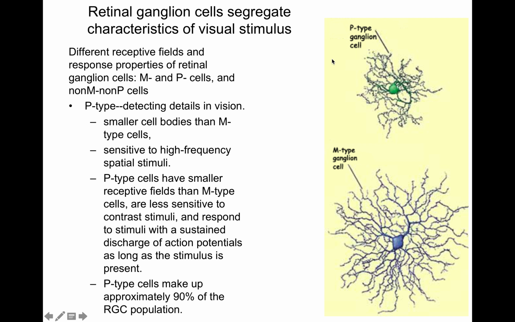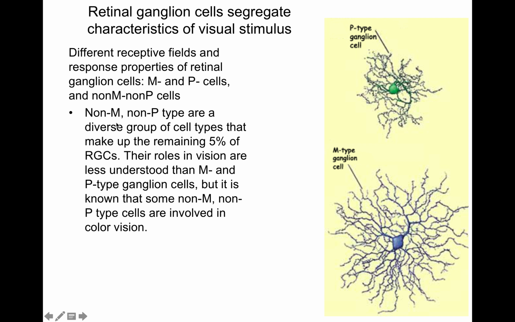The P-type ones represent about 90% of our population of retinal ganglion cells. They have smaller cell bodies and smaller receptive fields, and they're sensitive to high-frequency spatial stimuli. So they're less sensitive to contrast, but they respond with a more sustained discharge of action potentials. The non-M, non-P type of cells make up the remaining 5% of these retinal ganglion cells. We don't know them as well, but they definitely are involved in color vision in terms of their function.